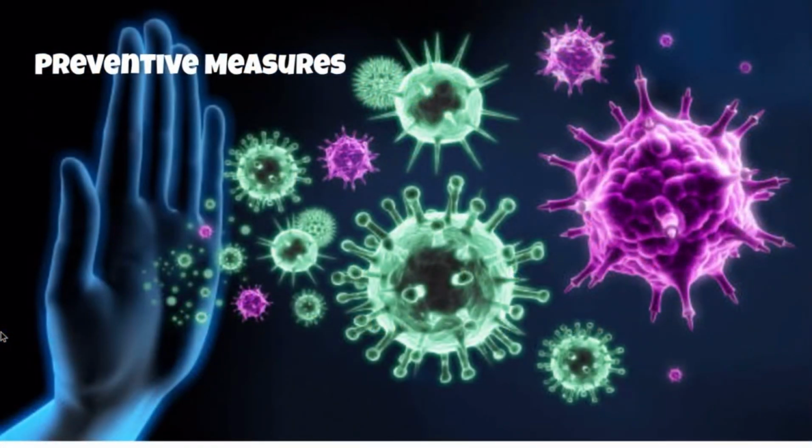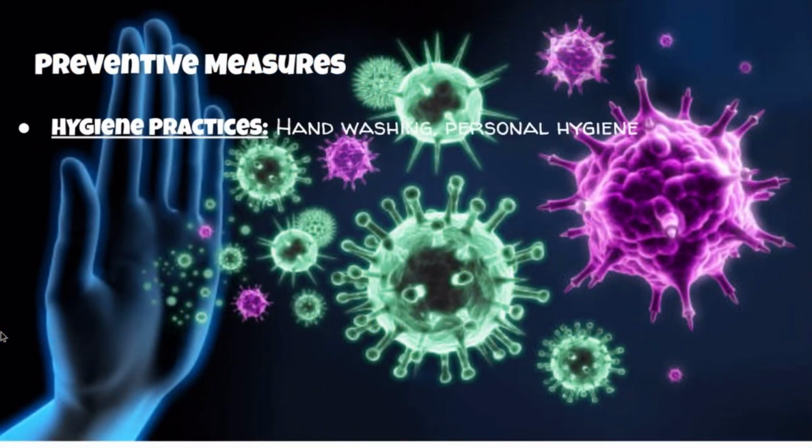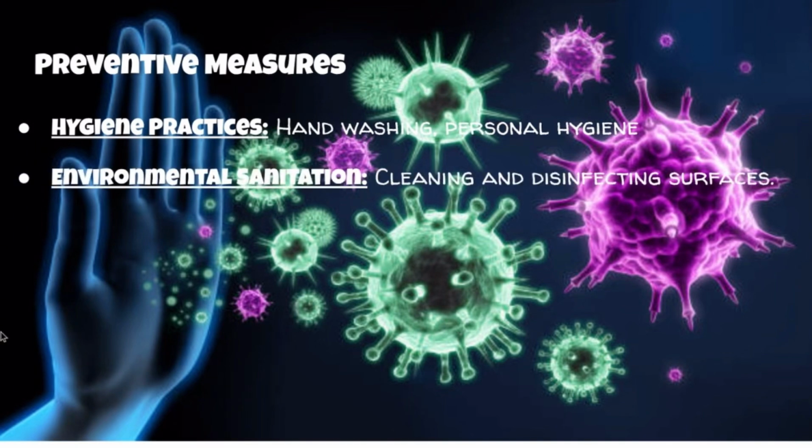And these are some preventive measures. The first one would be hygiene practices, which is basically just washing your hands and taking care of personal hygiene. And the next one is environmental sanitation, which involves cleaning and disinfecting surfaces to kill as much bacteria as you can. The next one is PPE, which is the use of gloves, masks, and gowns to prevent contamination in a medical or hospital setting.